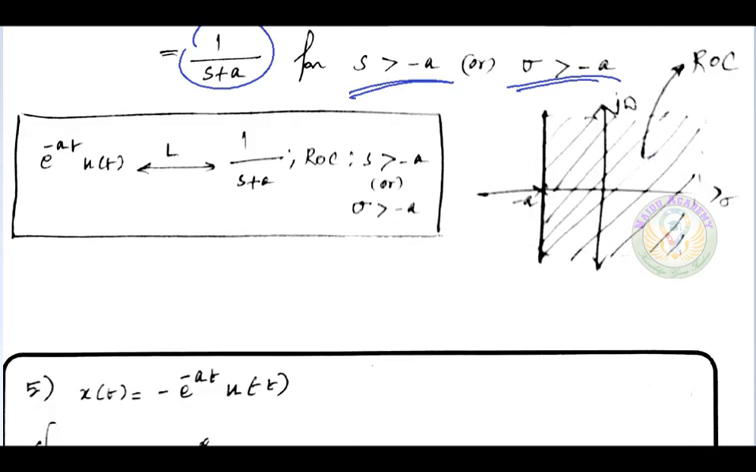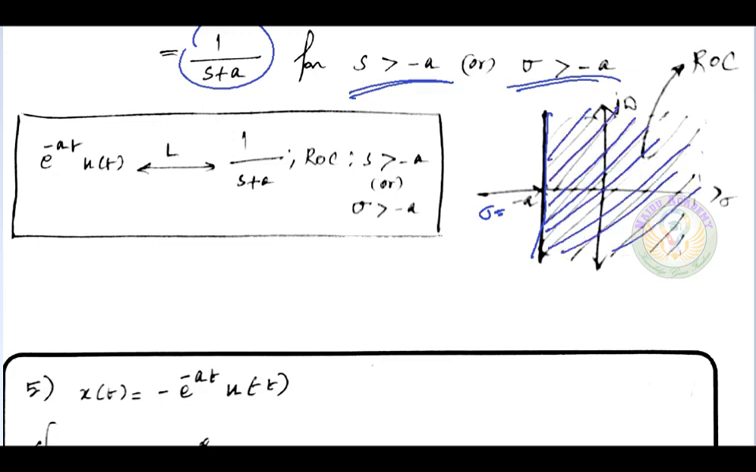So in the s plane, you just draw the diagram. This is your minus a, this is sigma equal to minus a. So this is the region of convergence of this e power minus at u of t.